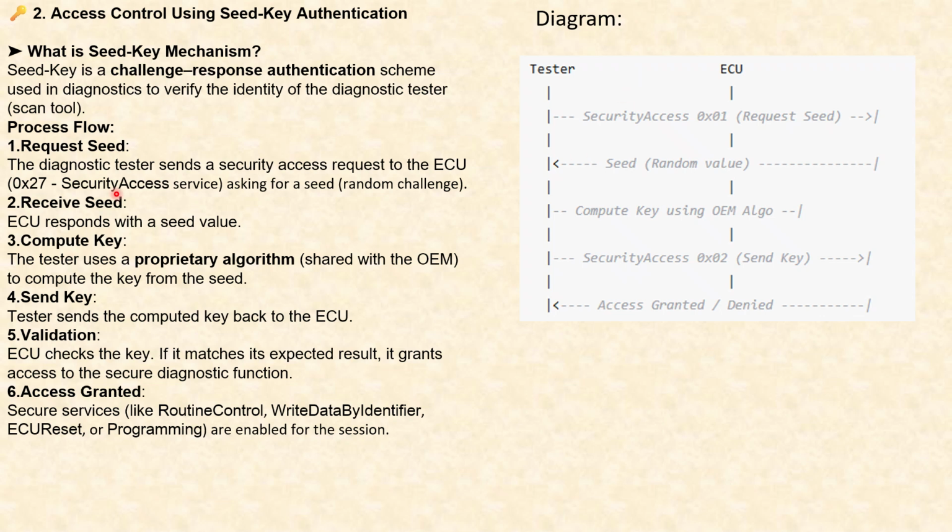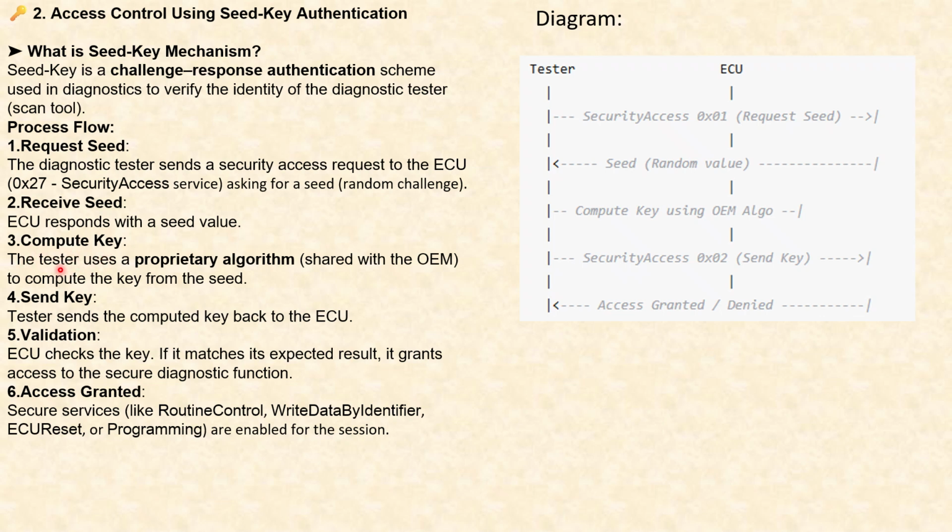And what is the process flow? The first step is request seed. The diagnostic tester sends a security access request to the ECU, using the 0x27 security access service, asking for a seed, a random challenge. Next is receive seed. The ECU responds with a seed value.